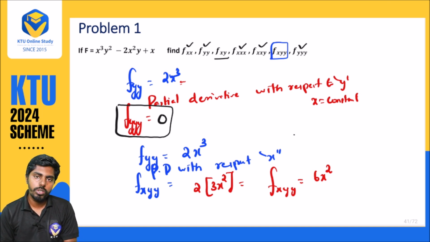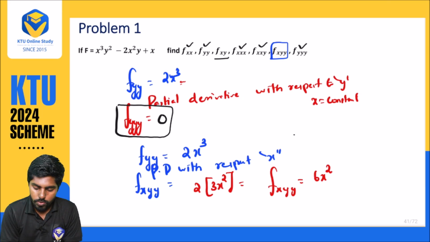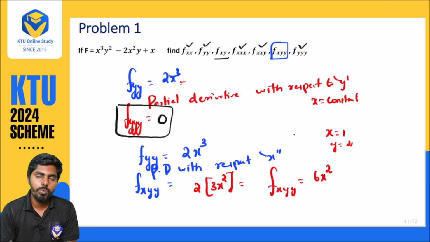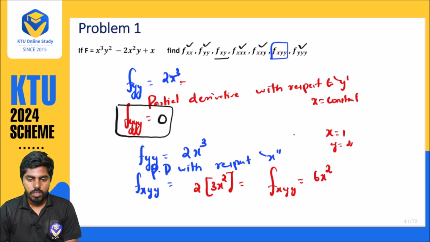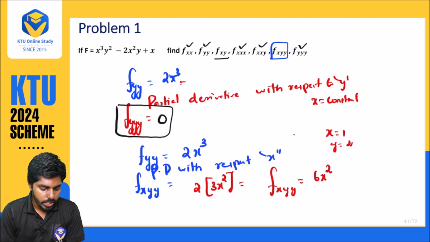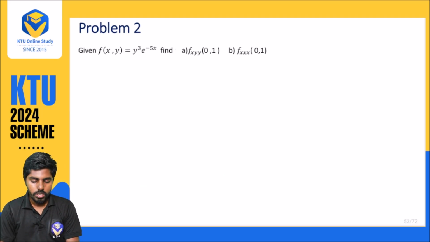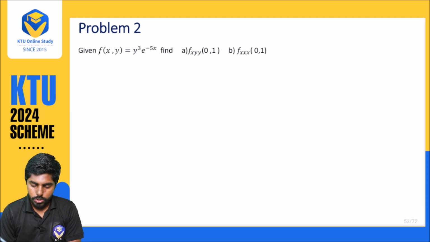So we will go to one more problem where the value of x will be given, where the value of x will be 1 or y will be 2. The values will be given. We want to just substitute the value. Okay, so problem number 2 we can see. Just observe problem number 2.